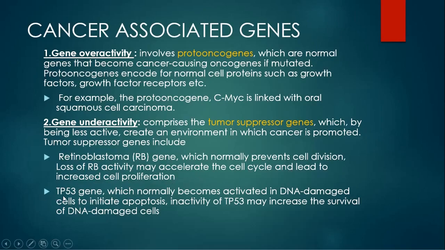While the other gene, the TP53 gene, normally becomes activated in DNA-damaged cells to initiate apoptosis. What it does is, when a cell is damaged and the DNA is defective, it kills the cell by apoptosis so that it does not cause any harm to the body. But when there is underactivity of this gene, it may increase the survival of these DNA-damaged cells, and these cells will further proliferate and form cancer.